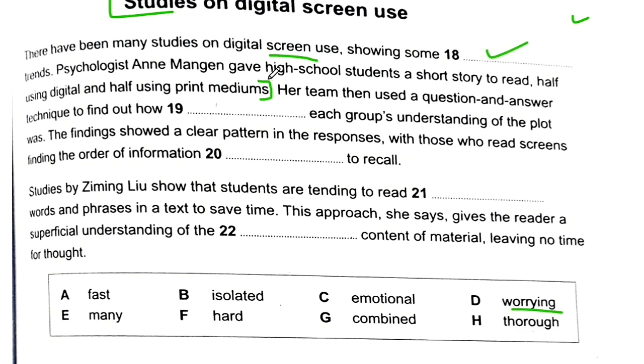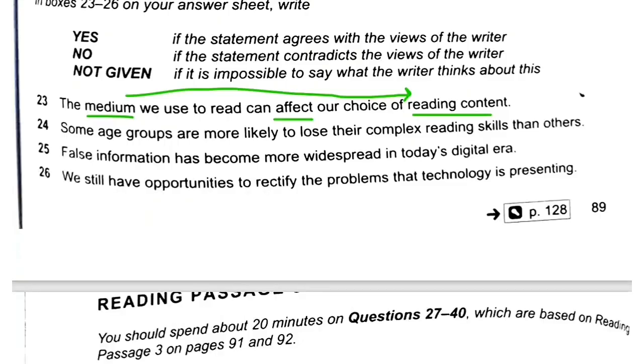And we can give high school students a short story to read, half using digital and half using print medium. A team then used a question and answer technique to find out how dash the understanding of the plot was. You see the different options: past, meaning, isolated, hard, emotional, combined, worrying, thorough. So here the answer is how thorough each group's understanding of the plot was.